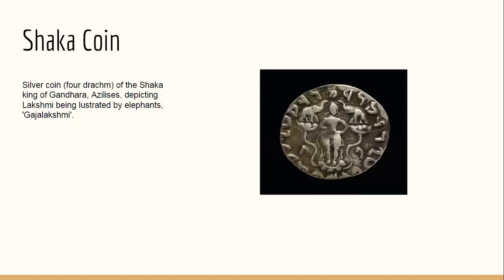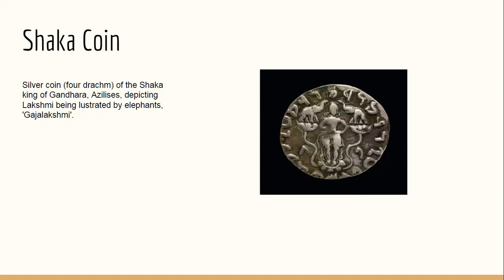Then Shaka coin. Now, one Shaka coin is very famous in history, and this is basically a silver coin issued by a Shaka king, Azilis. So Azilis was the famous Shaka king who issued this coin. Now, this coin is the coin of Gajalakshmi. Now, imagine that these people were foreigners. They came to India. They became an integral part of the Indian society. They assimilated, integrated into Indian society, and they accepted Indian religion also.